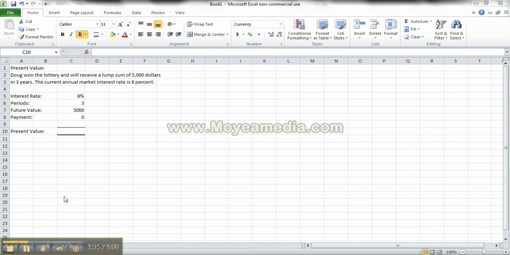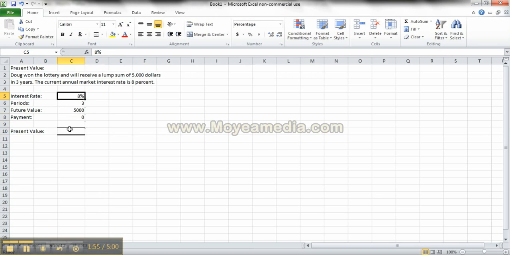Next we are looking at the present value. The present value calculates the present value of an investment. For example, the total amount that a series of future payments is worth now. For example, we have Doug won the lottery and will receive a lump sum of $5,000 in 3 years. The current annual market interest rate is 8%.